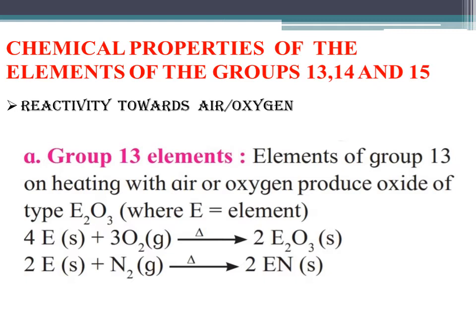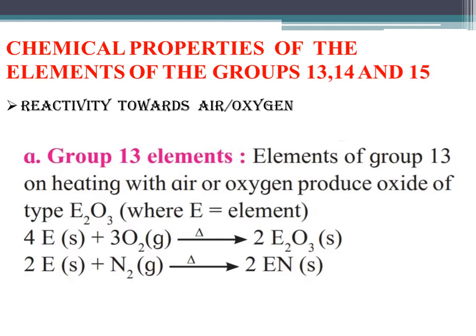So again students, the group oxidation state of elements of group 13 is E3+, and the oxidation state of nitrogen is N3-, that is nothing but nitride. So students, both of them are having 3 charge. So that 3 and 3 gets cancelled and we are left with 1 and 1. So that is why the product which is formed is EN.